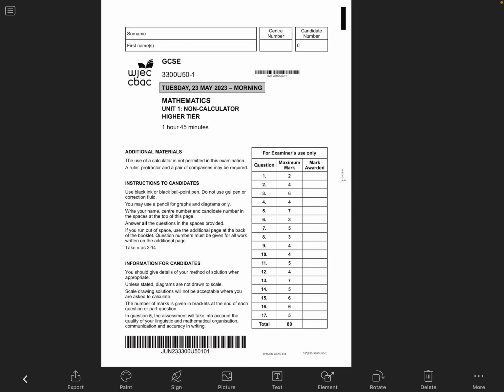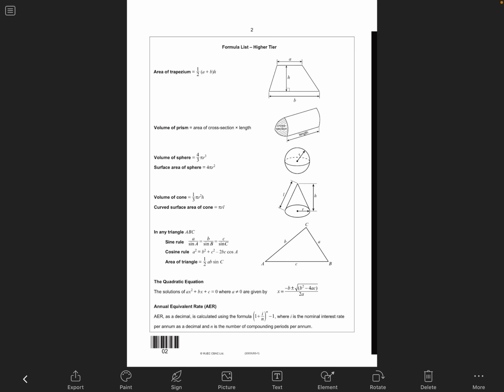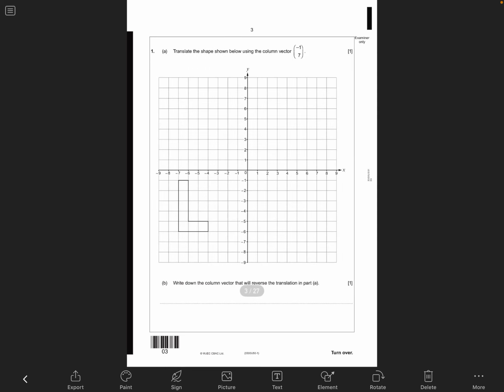If you turn to page 2, you'll see that there are a number of equations there that might be useful. You've got the quadratic equation towards the bottom. You've got the sine and cosine rule and the area of a triangle rule, volume and surface area of cones and spheres, volume of a prism and the area of a trapezium, as well as some explanation of annual equivalent rate. So be aware that they're there, they may come in useful. On to question 1.